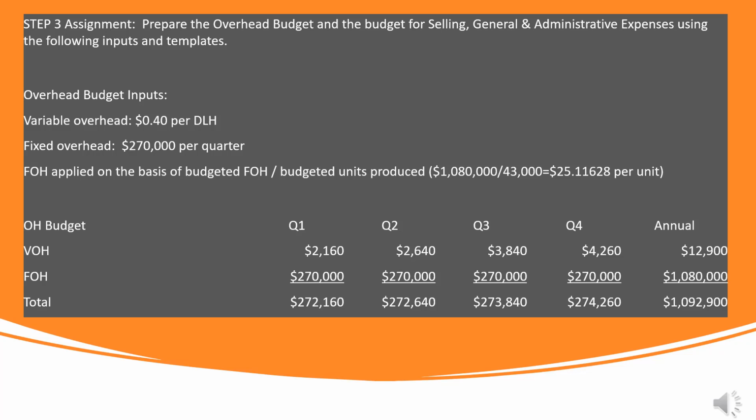It also includes a variable component, 40 cents per direct labor hour. And if you'll recall in our previous slide, we had 7,200 units produced in Q1, and it took 75% of that number, or 5,400 hours of production. That's where we get the $2,160. The total for the year will be $12,900 in variable overhead and $1,080,000 in fixed manufacturing overhead.